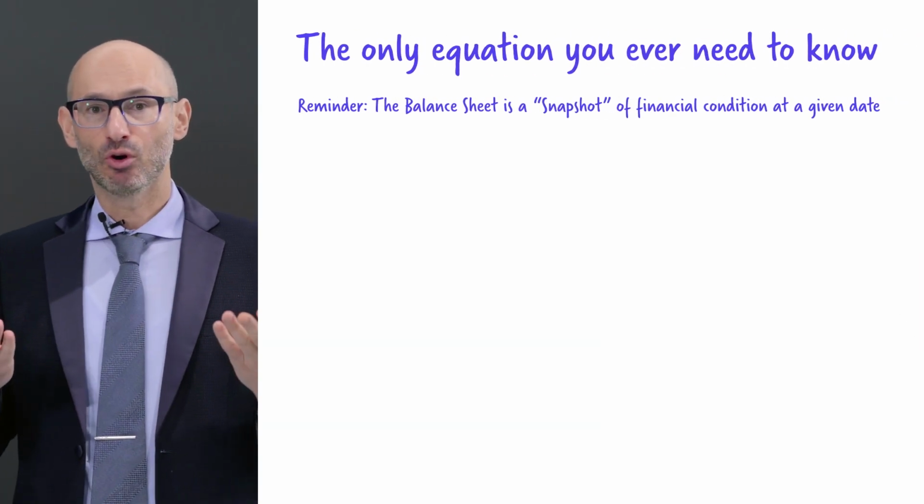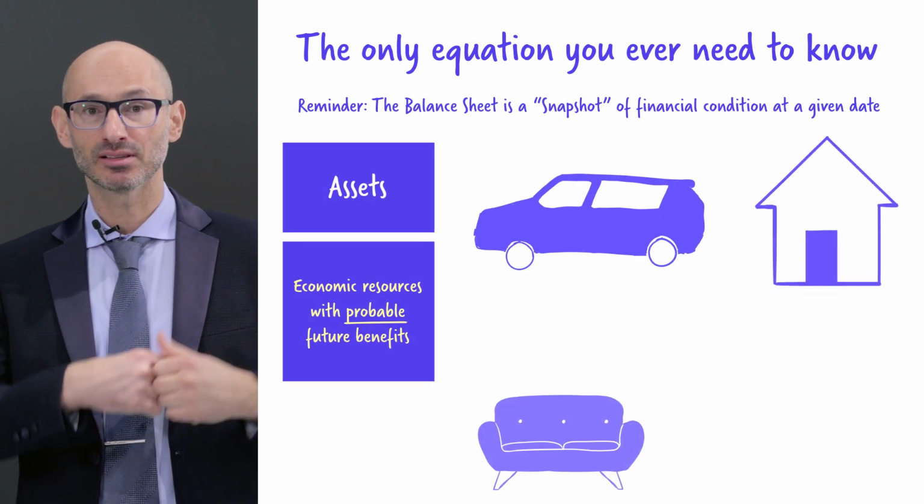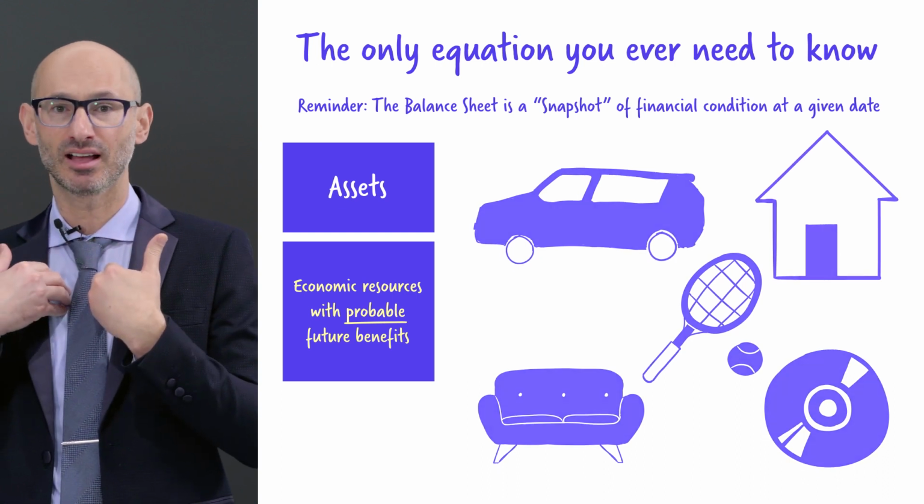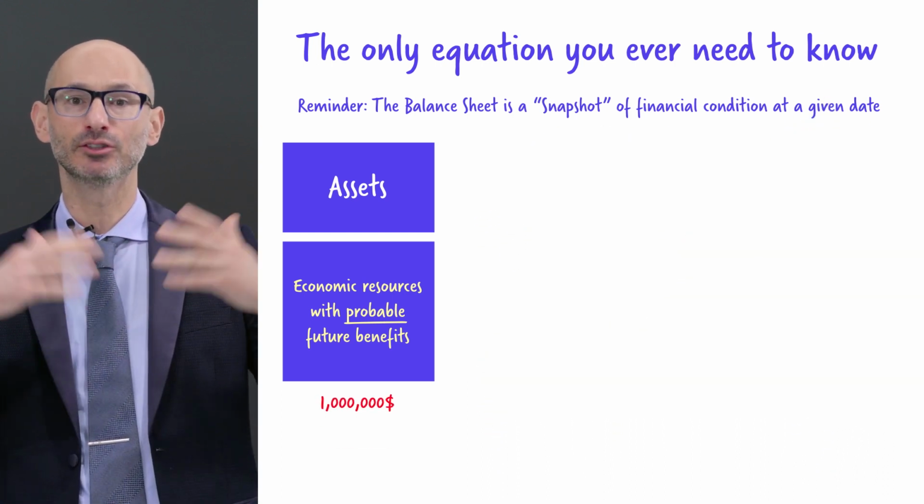We all have things that we own: a car, a house perhaps, some furniture, some CDs or tennis rackets. These would be our assets. And let us say they are worth 1 million in total.